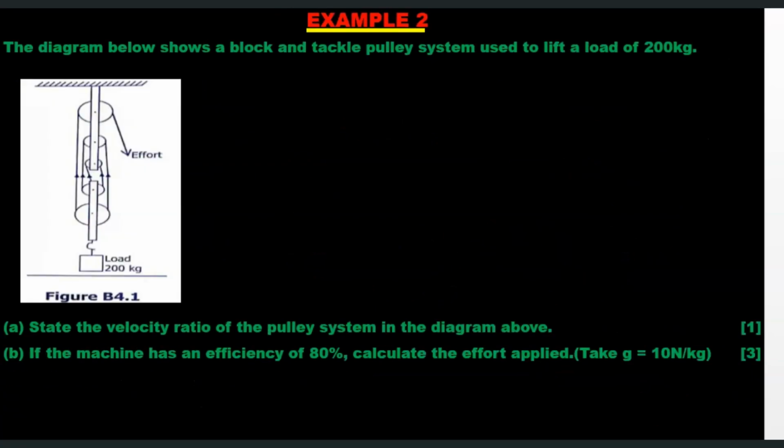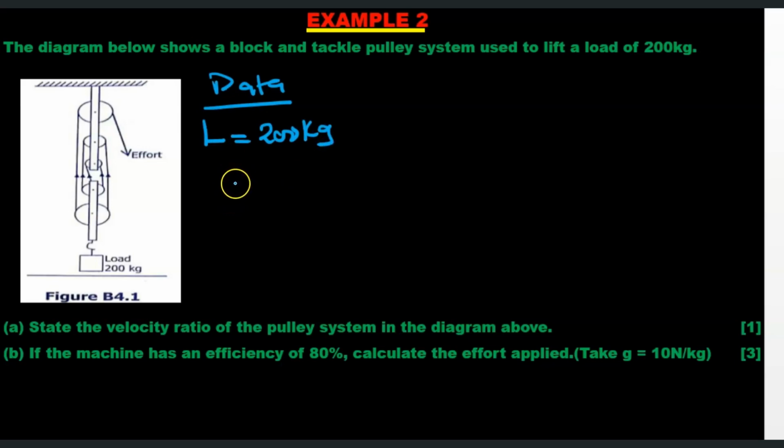Let us look at this example. The diagram below shows a block and tackle pulley system used to lift a load of 200 kg. So let us have the information that we have in this question. They are saying the load is 200 kg. What else do we have? We only have the load.